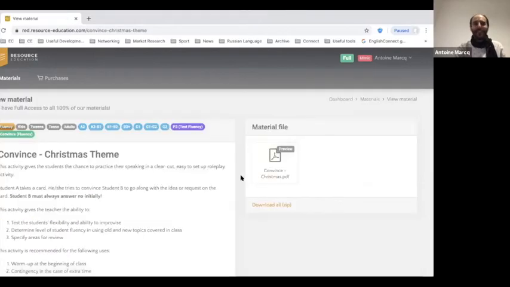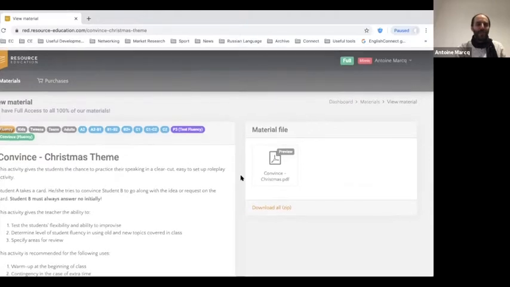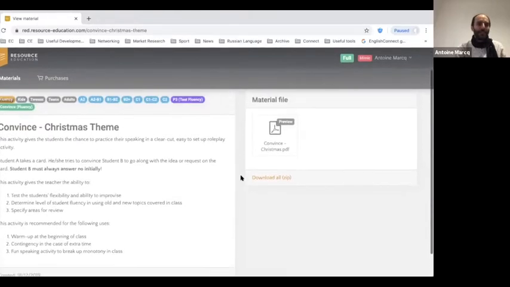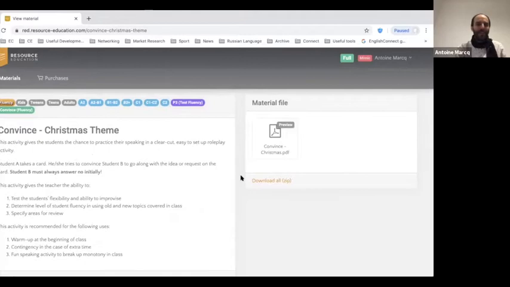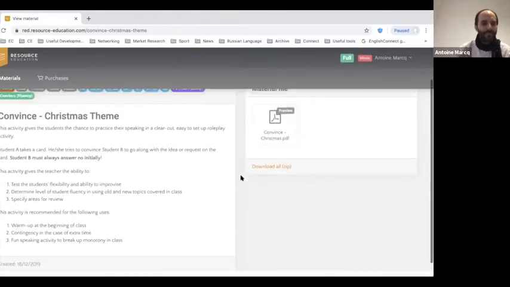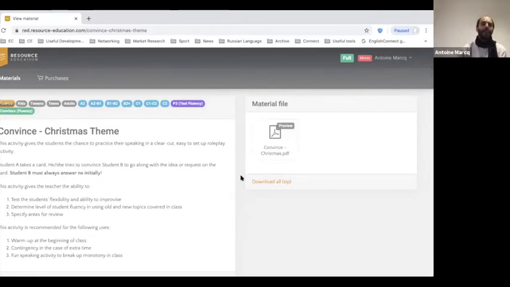Next, convince. I think you know convince is one of our all-time favorites. This is a big classic resource education type activity. Convince is loads of fun. This can be used at all different levels. All these convince cards are going to be Christmas themed. So here you have the instructions again. It's basically, again, a card race, a card style activity.